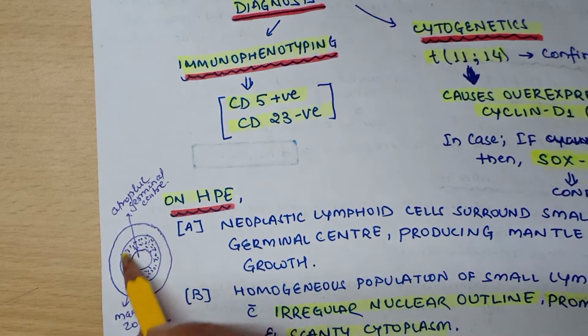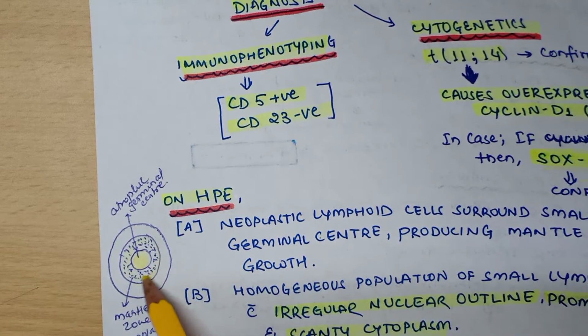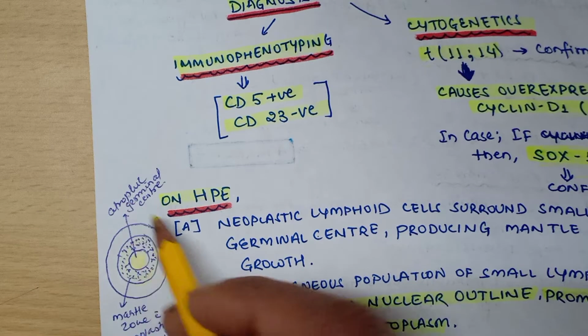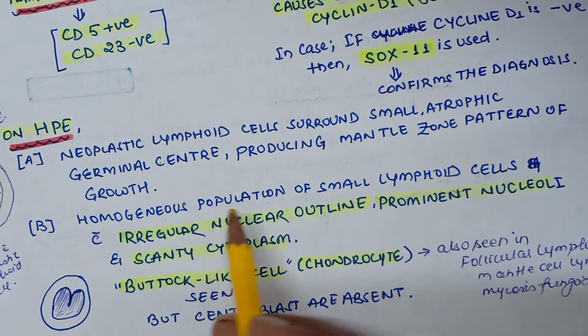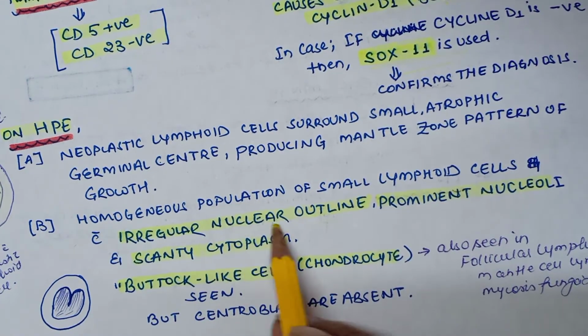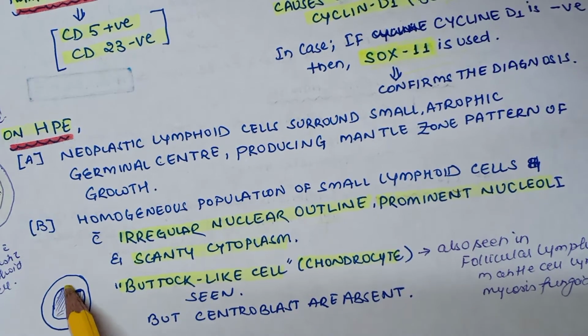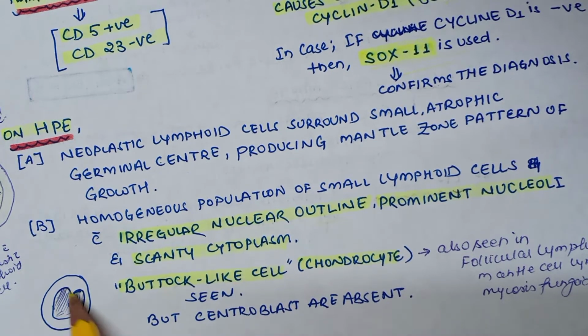These are different zones of lymph node tissue. The innermost is the germinal center, the middle one is the mantle zone, and the outermost one is the marginal zone. Here the germinal center is atrophic. Around the germinal center you will see the neoplastic lymphoid cells, which will produce a mantle zone pattern of growth. And also there will be a homogeneous population of small lymphoid cells with irregular nuclear outline, prominent nucleoli and scanty cytoplasm. So the nucleus will appear buttock-like. These are centrocytes. These buttock cells are also seen in follicular lymphoma, in mantle cell lymphoma and in mycosis fungoides. So these are centrocytes.